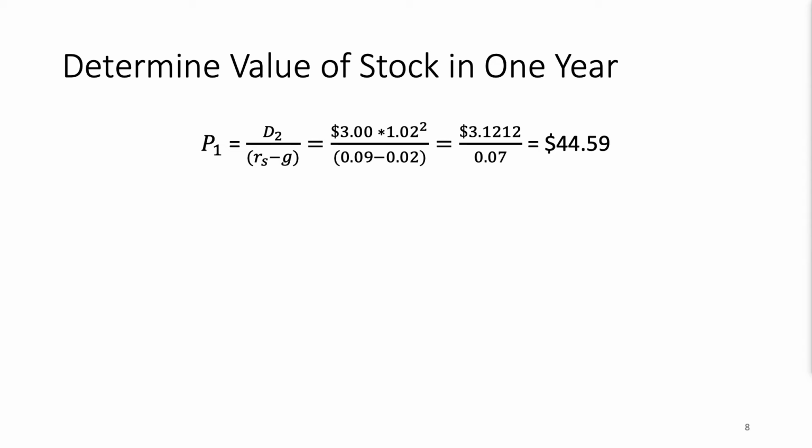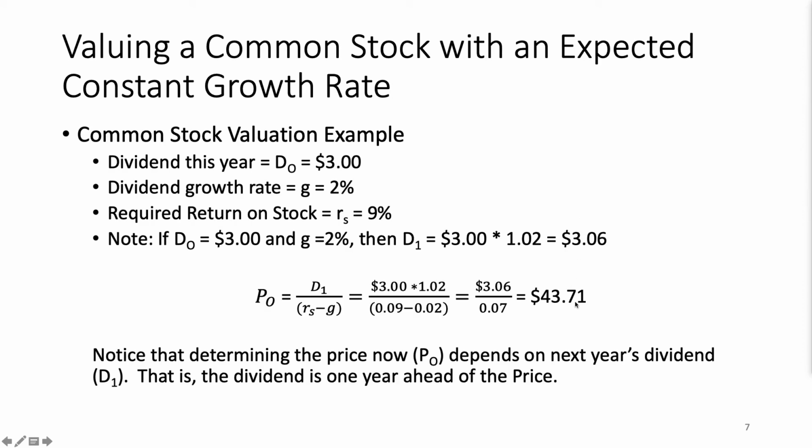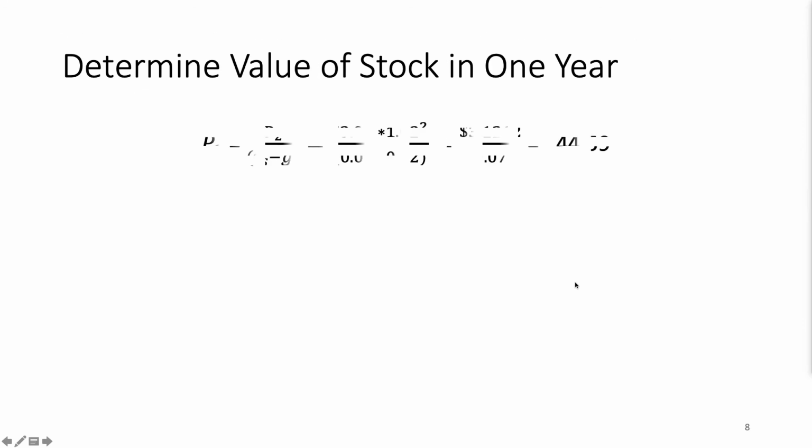So when I continue on with the math, I get $44.59. That's the value of the stock next year. That's what I believe the stock will be selling for one year from today. P1 equals D2 divided by Rs minus g. So what was it selling for? Now, it's selling for $43.71. And next year, it's going to sell for $44.59.